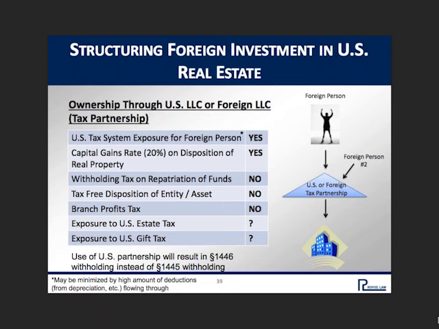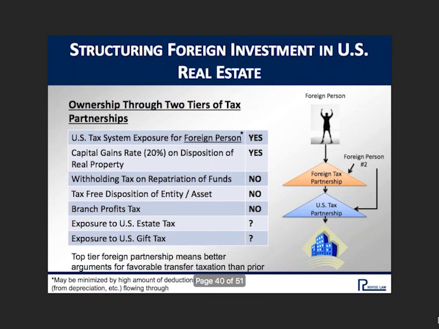well, I'm a member of a country club in England. Does that help me? Yeah, that helps you. That makes you look like a non-U.S. resident, a non-U.S. domiciliary. So it's not always clear.